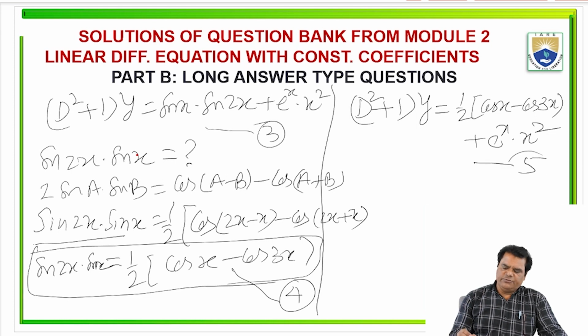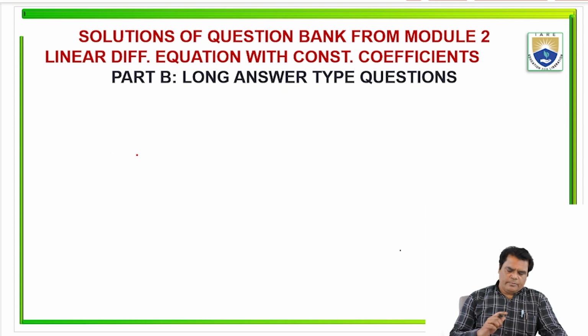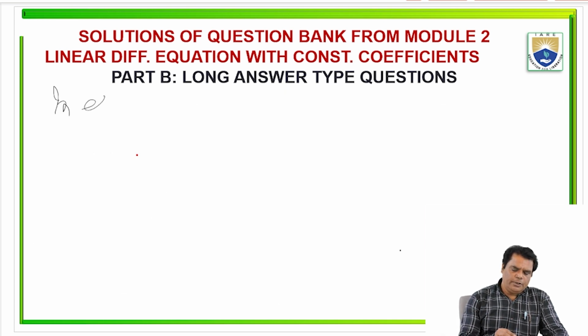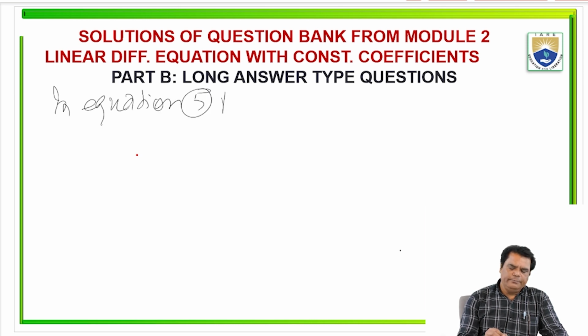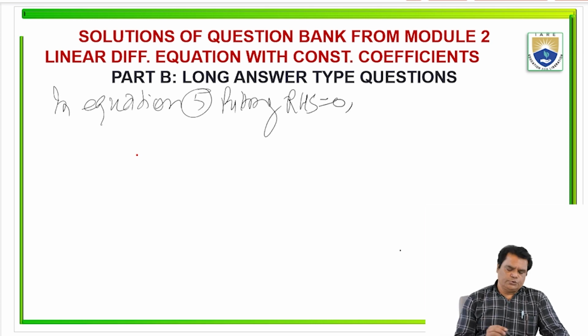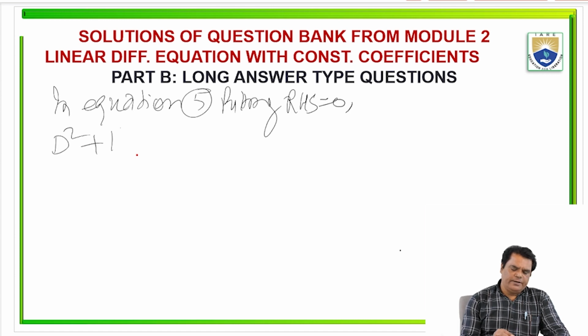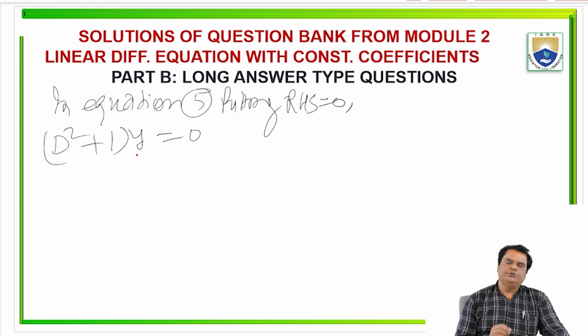This is equation 5. In equation 5, putting RHS equal to 0. So (D square plus 1) y is equal to 0. This is equation 6.